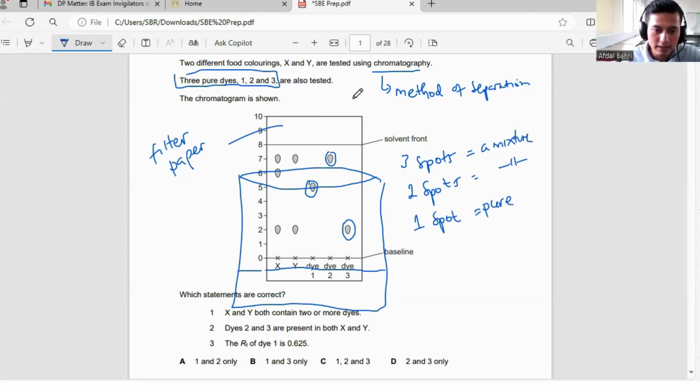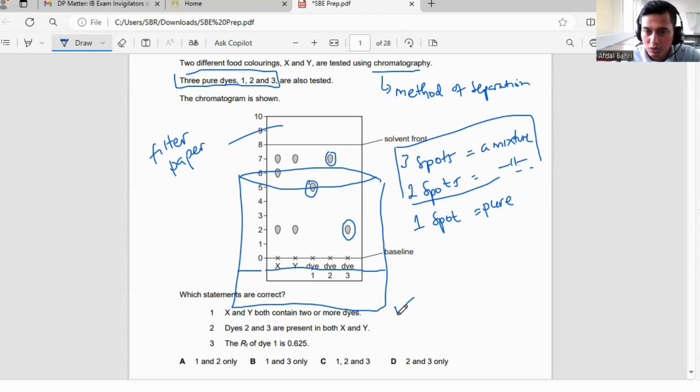Now look at statement 1 here. X and Y both contain 2 or more dyes. And that's a correct statement because X and Y contain several spots. Okay, so they are mixtures and we can say statement 1 is correct.